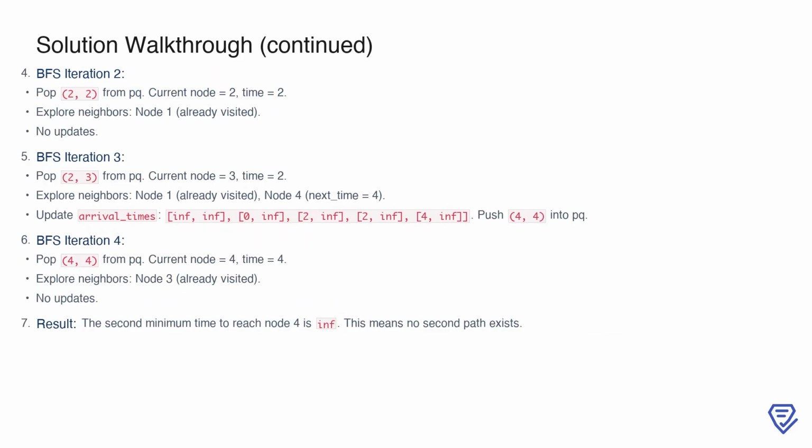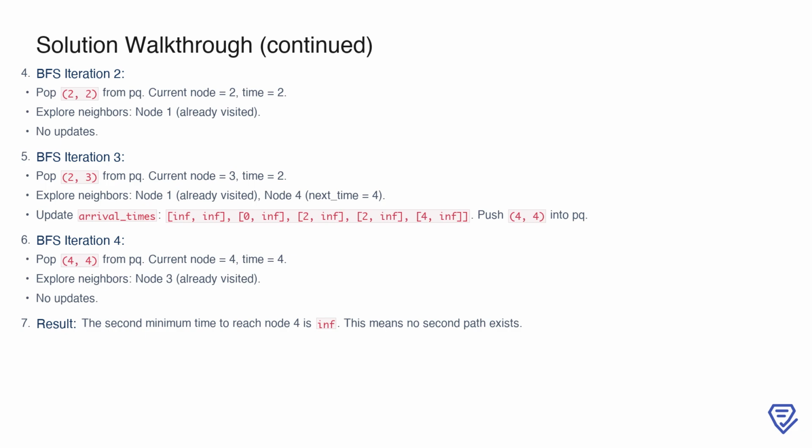As the BFS continues, we process the next node in the queue, which is (2, 2), at node 2 with a time of 2. From here, we explore its neighbors, but the only neighbor is node 1, which has already been visited with a shorter time, so no updates are made. Next, we process (2, 3), meaning we're at node 3 at time 2.